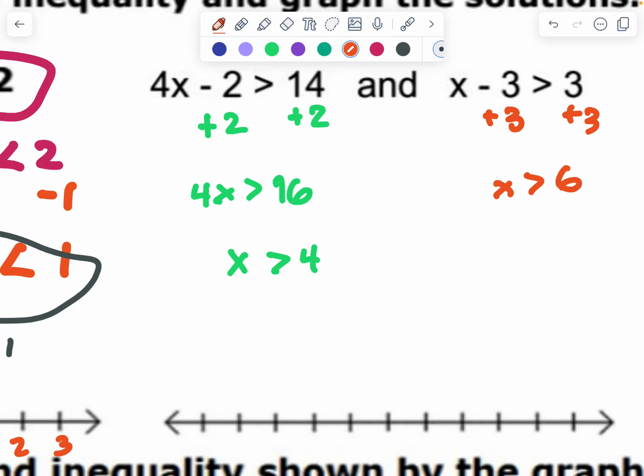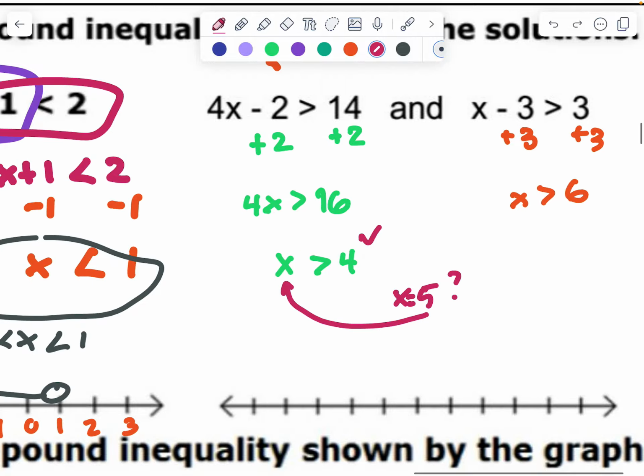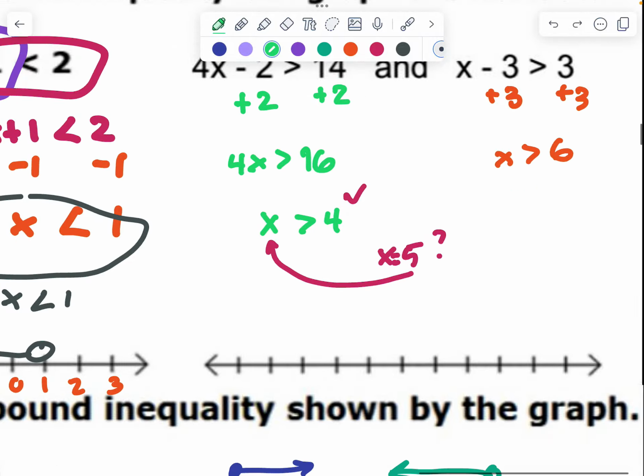Now you have to satisfy both, right? I need a cheeseburger and French fries. So if I said, hey, could x be 5? And if you plug it into there, sure, that's great. 5 is bigger than 4, but it doesn't work for this one. So what's kind of interesting is you just graph the overlapping part.